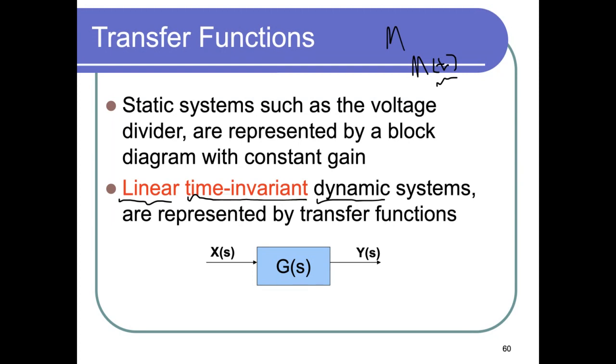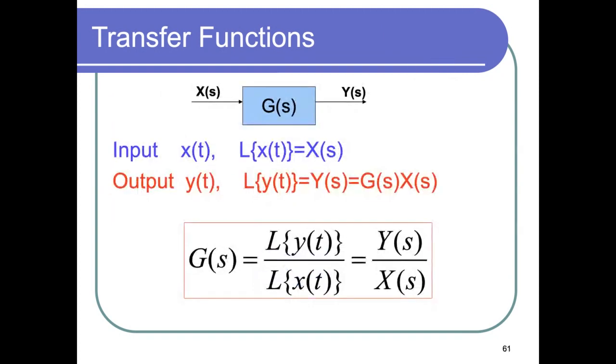And we represent them by transfer functions, where we have the input multiplied by the transfer function to give the output, or the transfer function being the output over the input in the frequency domain. So if I have an input x of t in the time domain, after the transform it's a capital X of s. Similarly, the output is Y of s, which is equal to G of s multiplied by X of s. What is G of s? It's the Laplace of the output over the Laplace of the input.